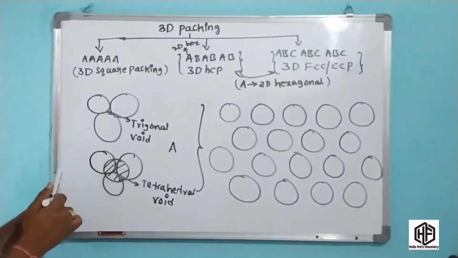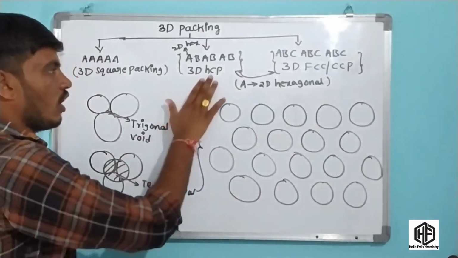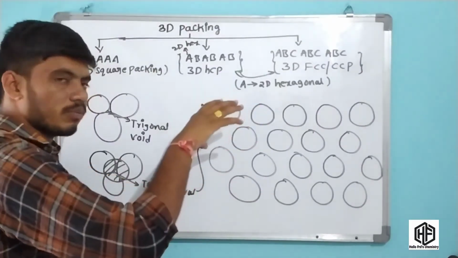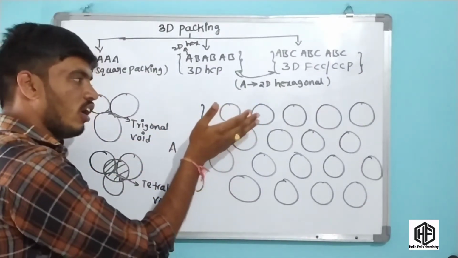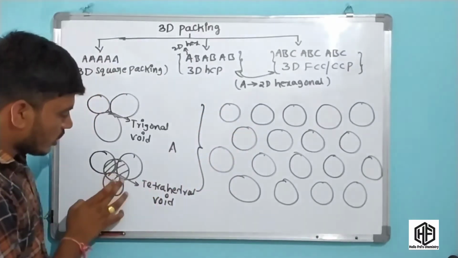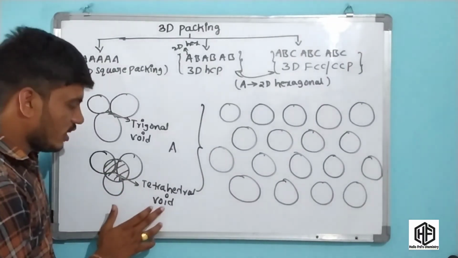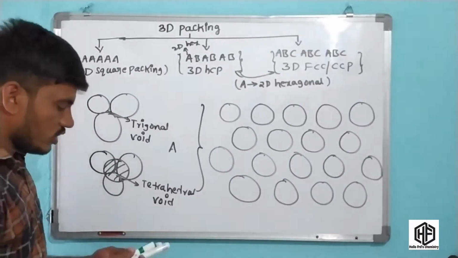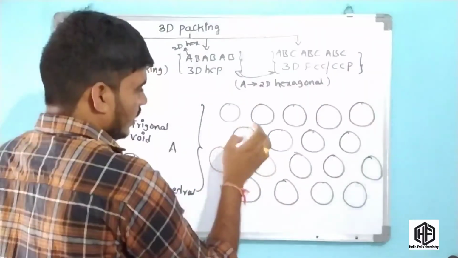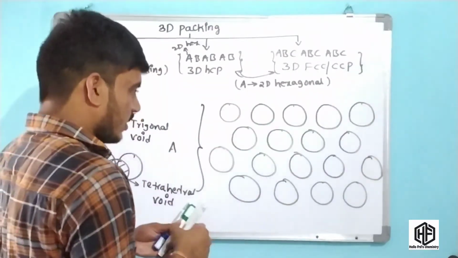Okay friends, now you have to imagine that this is the A type of layer, and this is the three-dimensional hexagonal close packing. What happens, friends? Atoms are present along the x-axis, y-axis and z-axis. Just inside these three atoms, one atom is present. Now we will talk about this void, called the tetrahedral void. These three atoms are closely packed, and inside, one atom is present. This tetrahedral void is present among these four atoms.